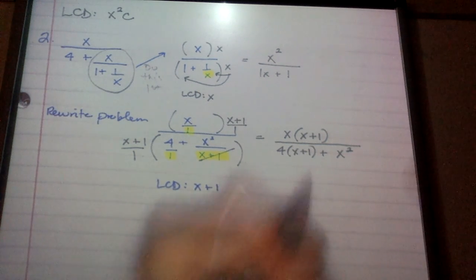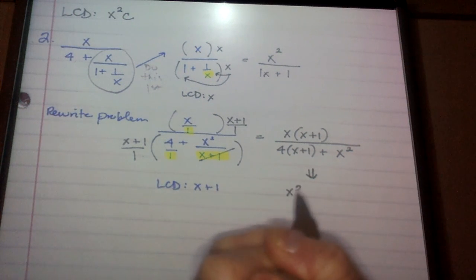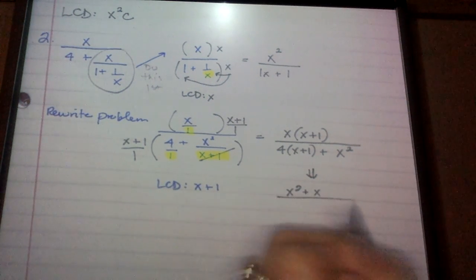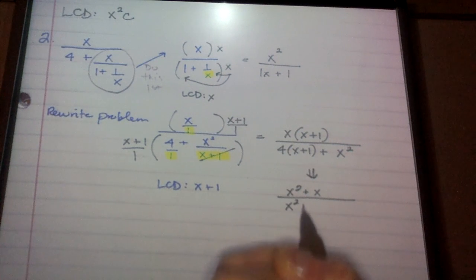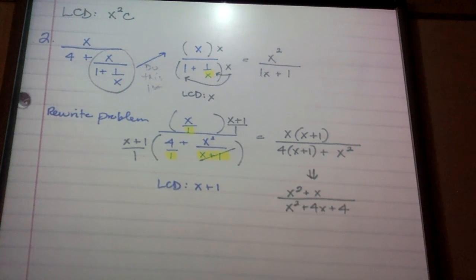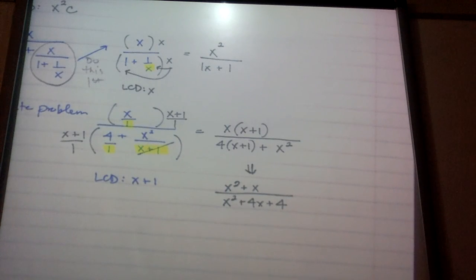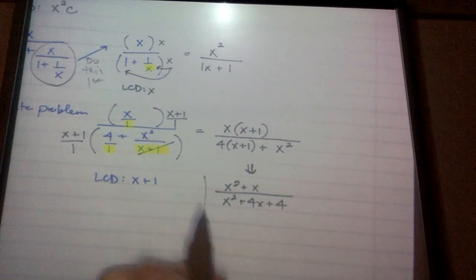So then I'm going to simplify this. I have x squared plus x over x squared plus 4x plus 4. And you can factor this if you want. It's not really going to make much of a difference, so this can be your answer.